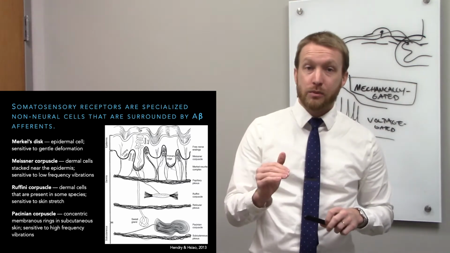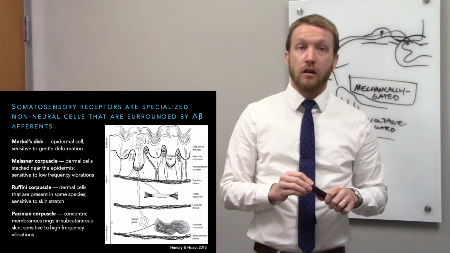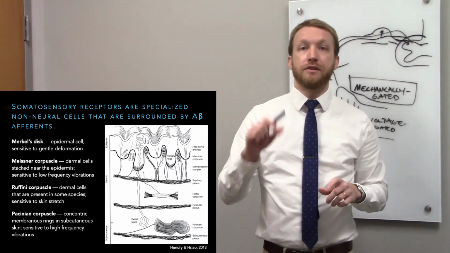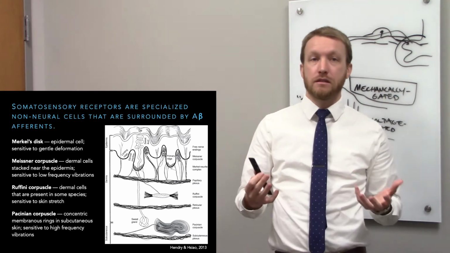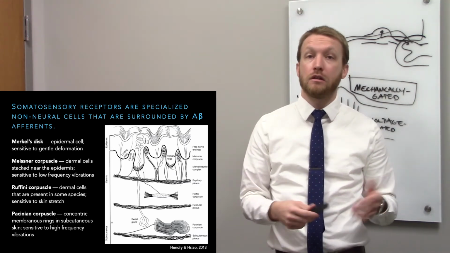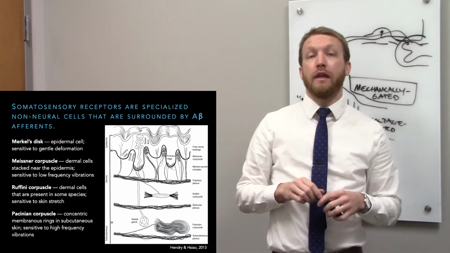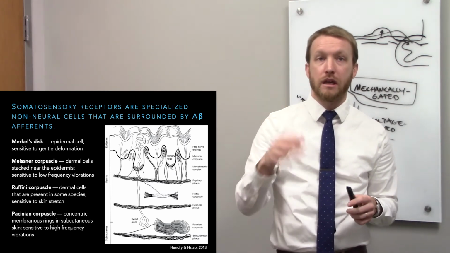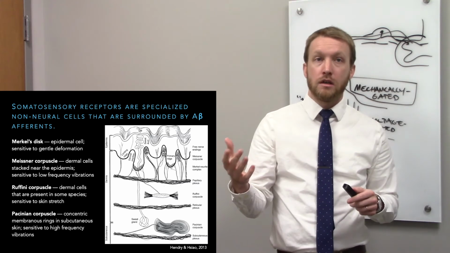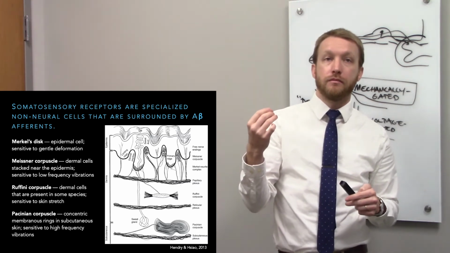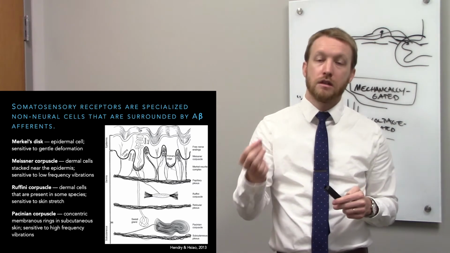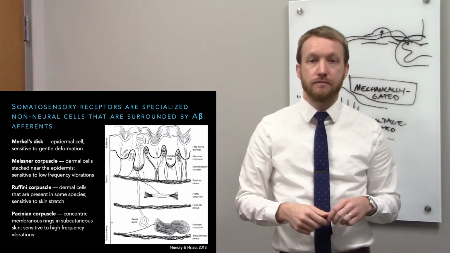Going a little bit deeper, we have our Ruffini corpuscles and our Pacinian corpuscles. So the deeper you are, the more intense the stimulus needs to be in order to actually stretch that area. So very light touch is going to be sensed by Merkel's discs and Meissner corpuscles. The Ruffini corpuscle and Pacinian corpuscles are going to need a little deeper stimulation.